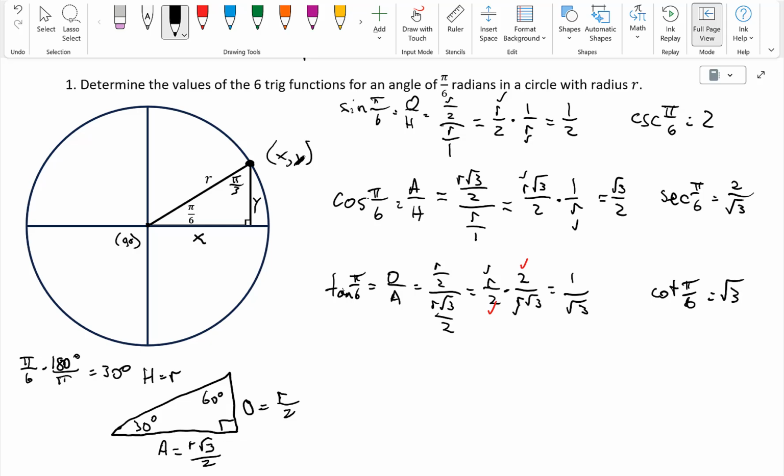So if you do look back in your notes, or you might just remember, those should be the same values we got for that special right triangle for the 30, 60, 90, really for the 30-degree angle.